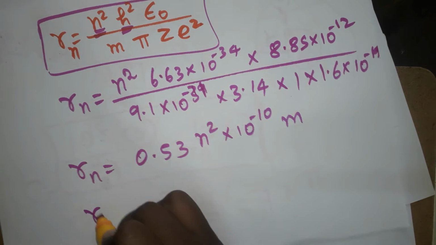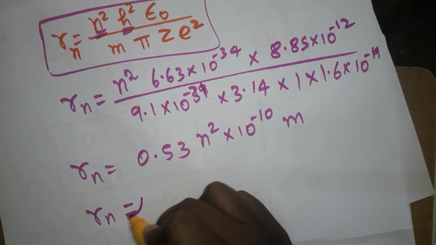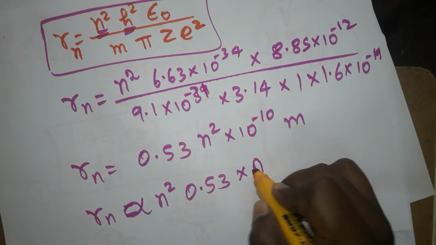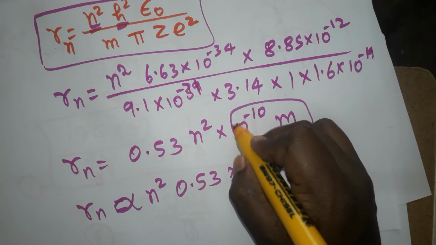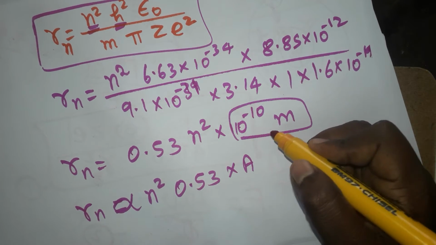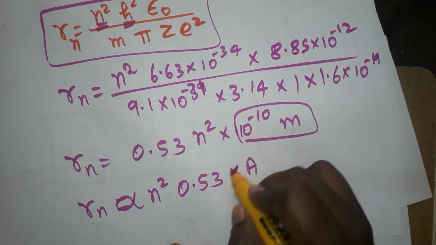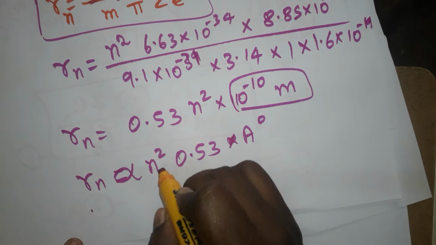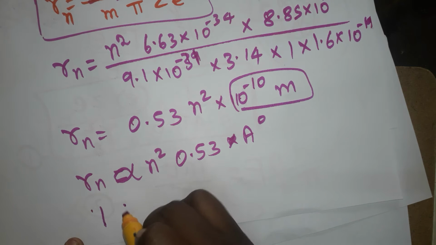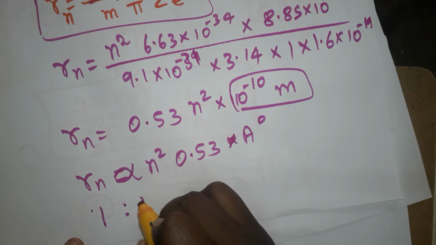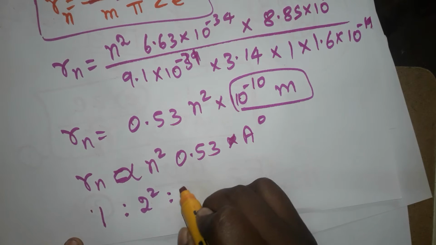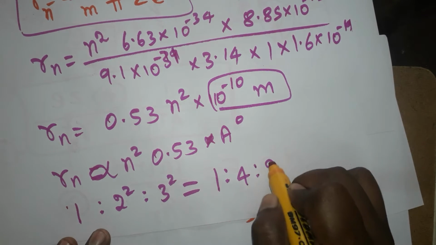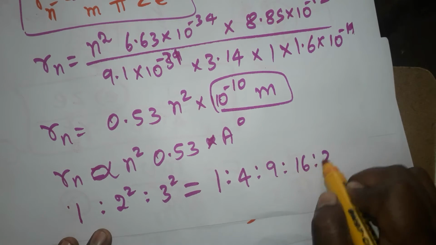So Rn, the radius of the nth orbit, is directly proportional to n square. It's 0.53 times n square angstrom. 10 power minus 10 meter is called 1 angstrom unit. So see here, the radius is directly proportional to n square. The first orbit is 1 square, the second orbit is 2 square, the third orbit will be 3 square. So the radius ratio will be 1:4:9:16:25, and like that it will go.